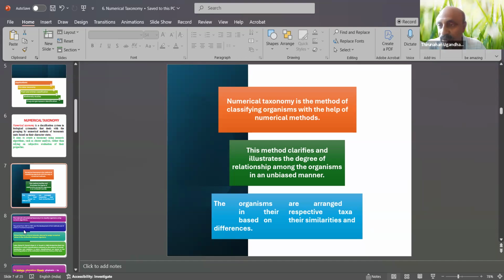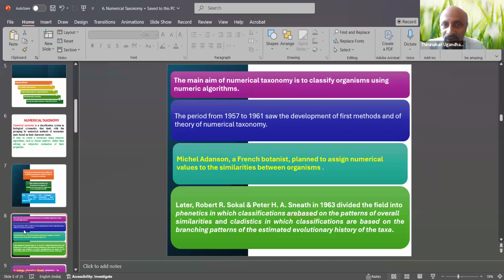Similarities in the number of floral structures, and also dissimilarities, play an important role in the identification of plant species in numerical taxonomy. So the main aim of numerical taxonomy is classifying organisms using numerical algorithms.